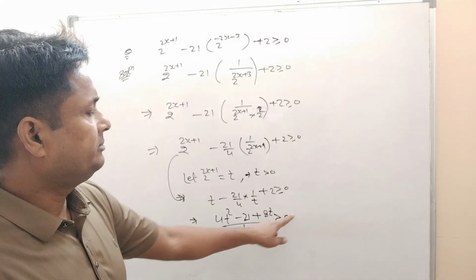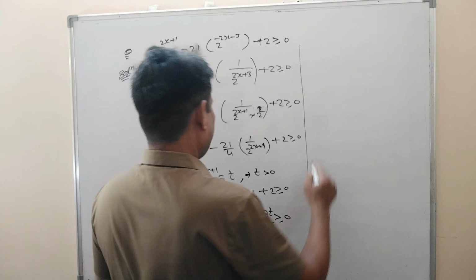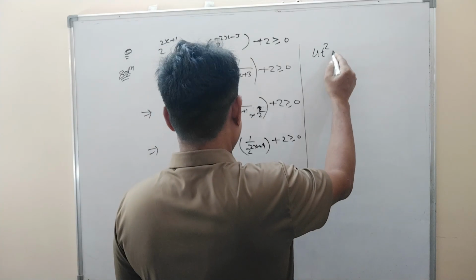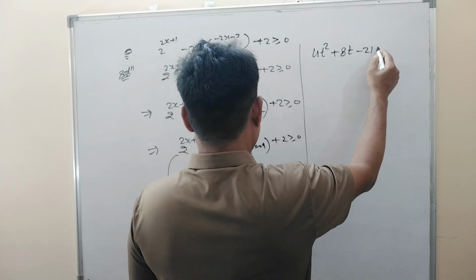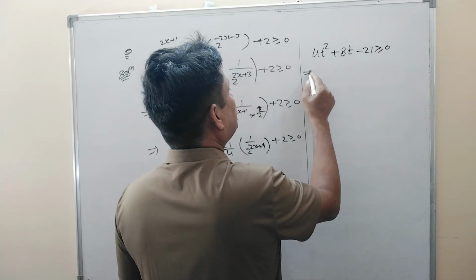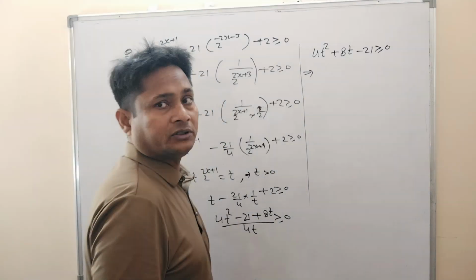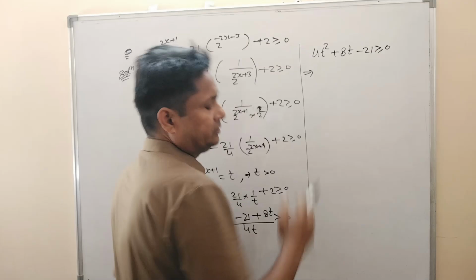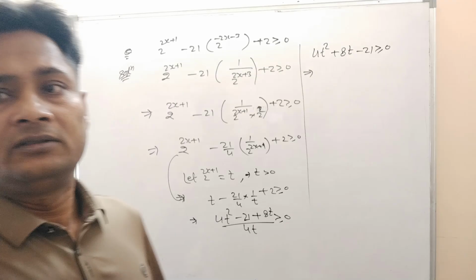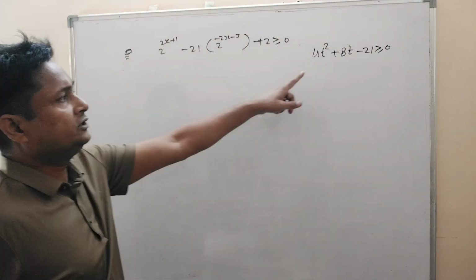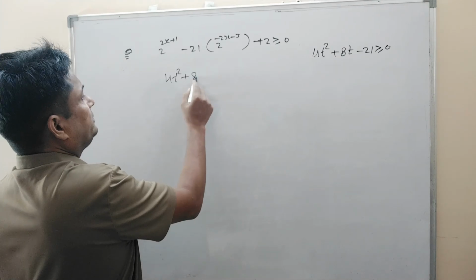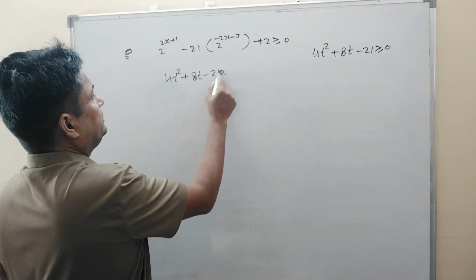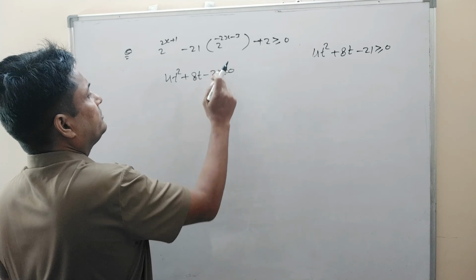So you can multiply this side. So this will be 4t square plus 8t minus 21 greater than or equal to 0. Now first find the roots of this equation, then simplify. Now first find the roots of this one: 4t square plus 8t minus 21 is equal to 0. First find out the roots of this one.